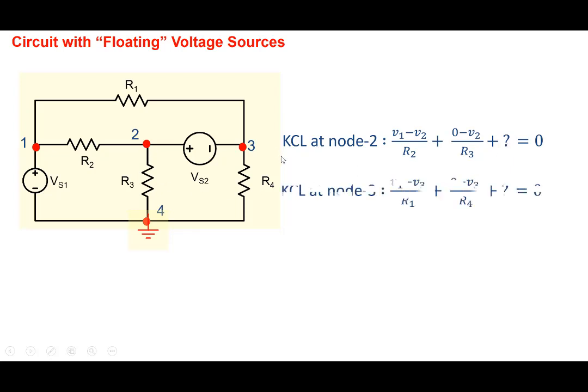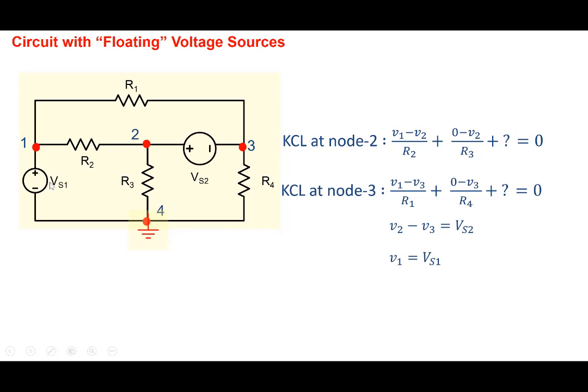Similarly, if I write KCL at node 3, the current coming from the top is V1 minus V3 by R1. The current coming from the bottom is 0 minus V3 by R4. And what is the current coming from the left here? Right? So we are unable to write. So we are not able to write the KCLs, and therefore we are not able to proceed. Of course, we know that V2 minus V3 is Vs2. And we also know V1 equal to Vs1.